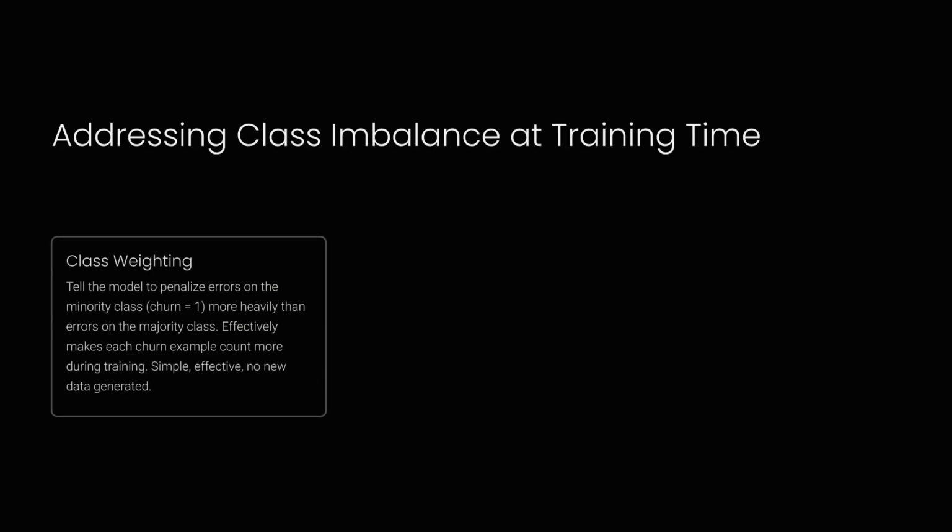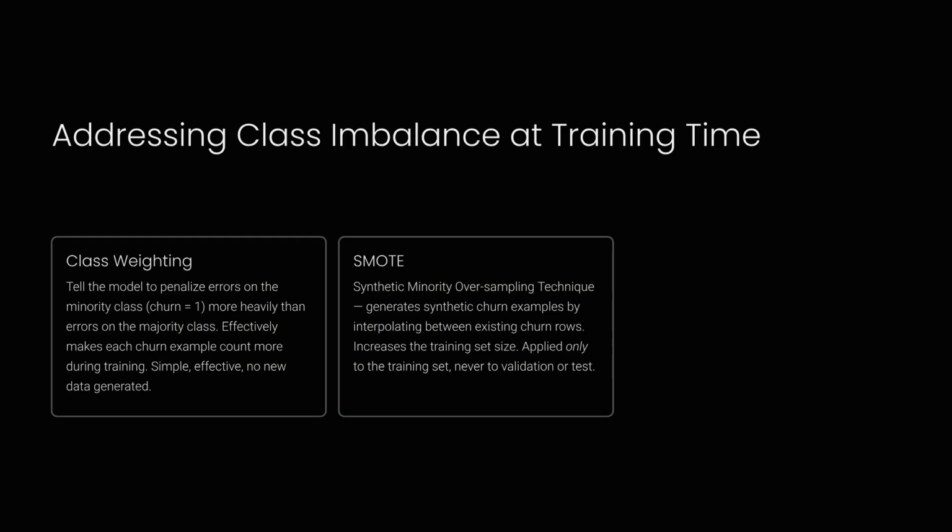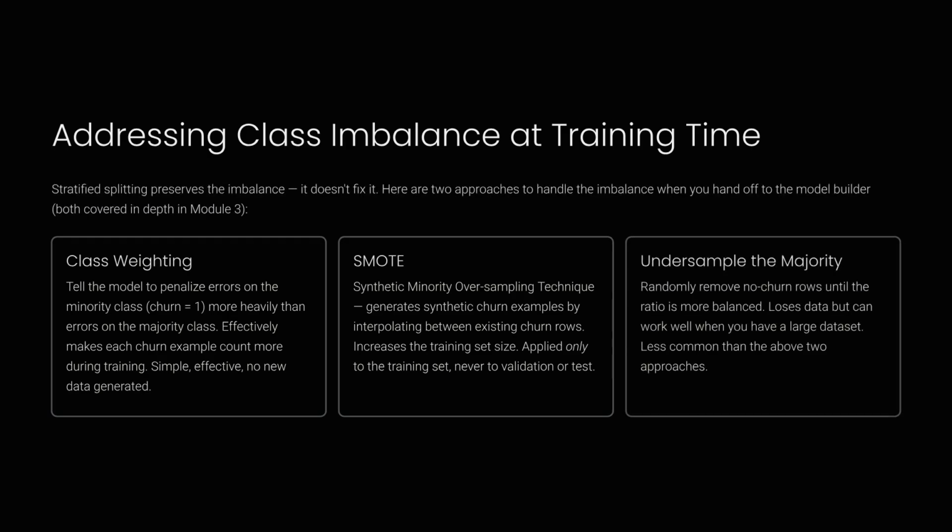Stratified splitting keeps the imbalance. It doesn't fix it. To handle imbalance during training, you can use class weighting, SMOTE to generate synthetic minority examples, or undersample the majority. These are covered more in Module 3.